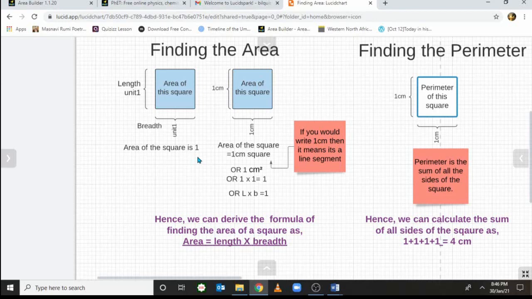And just imagine if you have been given a square with a length 1 centimeter and a breadth with same 1 centimeter. Now if you want to find the area of this square, how will you write? If you count the squares, then it will be 1 centimeter square. Now the unit has changed. The unit of measurement is centimeter. Now here we have written 1 centimeter square. The question arises, why have we written a square here?